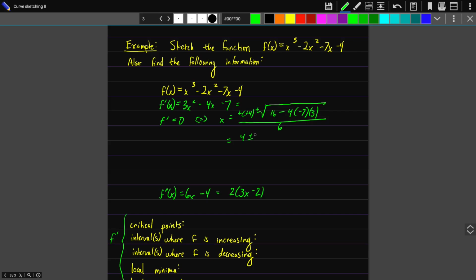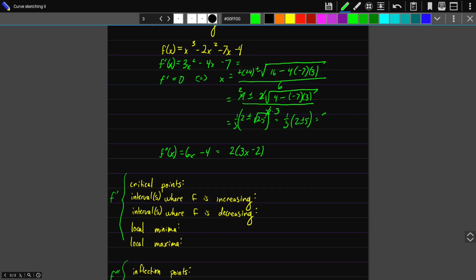So that would be 4 plus or minus the square root. Okay, so I can pull a 2 out of this, so that's going to give me 2 times 4 minus the quantity minus 7 times 3, all over 2 times 3, so I can cancel that, and that becomes a 2. So I've got 1 over 3 times 2 plus or minus the square root, that's going to be 21 plus 4, so it's going to be the square root of 25. So that's going to be 1 over 3 times 2 plus or minus 5. So it turns out that this is 7 over 3, and 2 minus 5 over 3 would be minus 3 over 3. So your two solutions there are going to be 7 over 3 and minus 1.